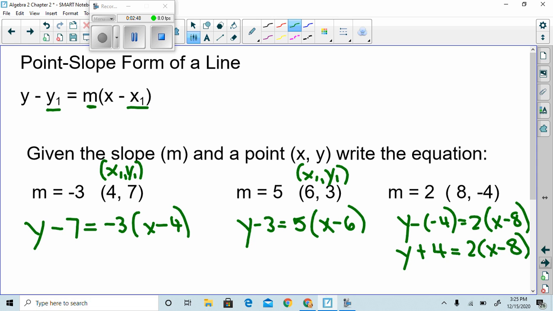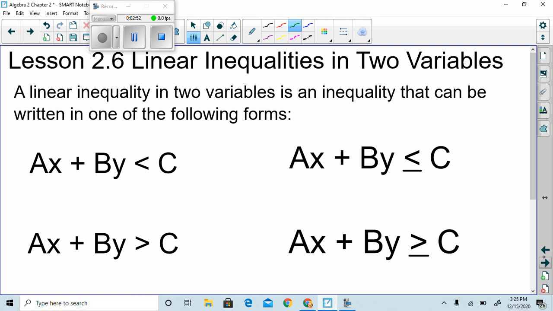Then I did want to move on to our next topic, which is linear inequalities in two variables. A linear inequality in two variables, x and y, is an inequality that can be written in one of the following four forms. I have ax plus by is less than c, or less than or equal to c, greater than c, and greater than or equal to c. So these are the four forms.